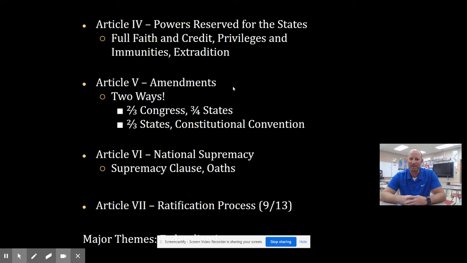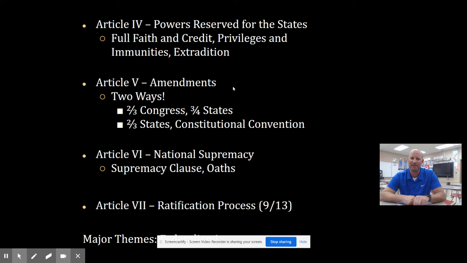The second way, which has never been done before, is if 2/3 of the states propose an amendment, and then they call a constitutional convention, and then if 3/4 of the states approve it, that's the second way you can amend the Constitution. But if you notice the two different ways, the second way is all left up to the states, right? And so Congress and the federal government don't like that way.